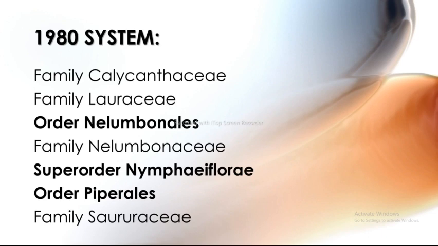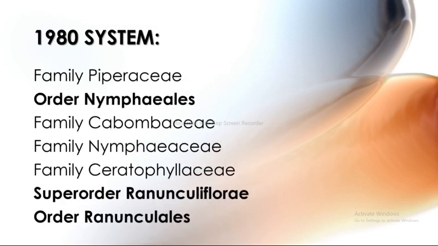The next superorder is Nymphaeiflorae, and it includes the order Piperales. This order includes the families Saururaceae and Piperaceae. The next order is Nymphaeales, which includes three families: Cabombaceae, Nymphaeaceae, and Ceratophyllaceae.